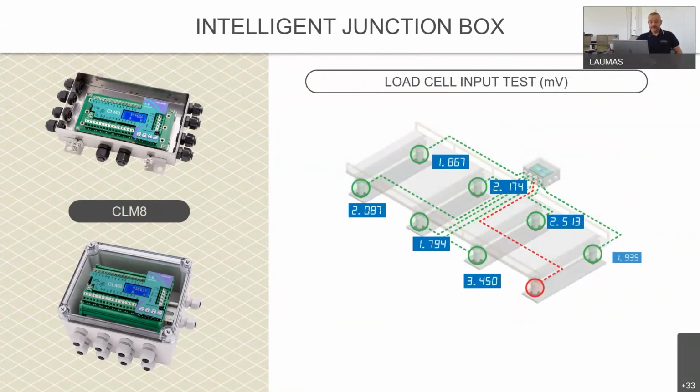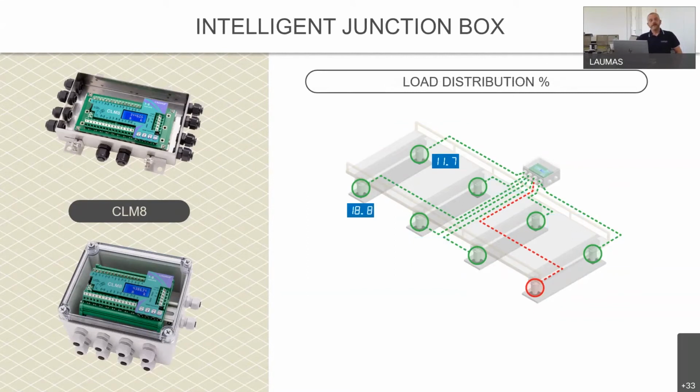When you receive this kind of error, you can do, for example, the millivolt input test to check the signal received by the single load cells and try to understand what's wrong. And at the same time, you can also perform the verification of the load distribution in percentage on the single channels.